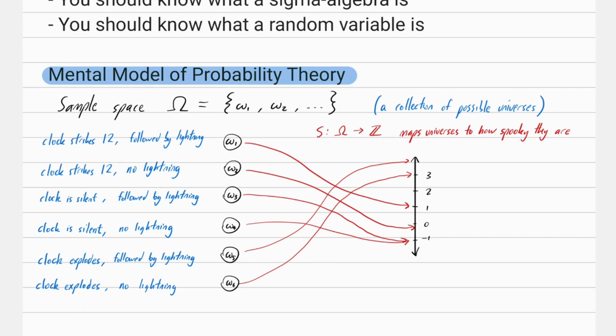In this particular example, we have a collection of 6 possible outcomes / universes labeled omega sub 1 to omega sub 6, and on the left here we have brief descriptions of what happens within each universe. So for example, in universe omega sub 3, the clock remains silent at 12 AM, followed by a flash of lightning. And just for the sake of this example, we're going to assume that lightning makes no noise, so there's no thunder.